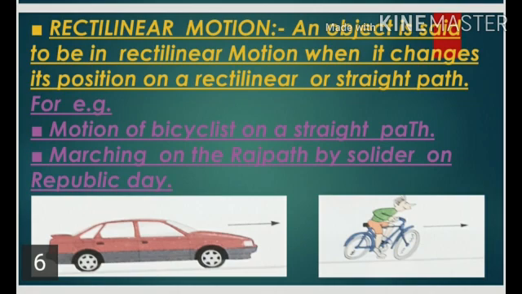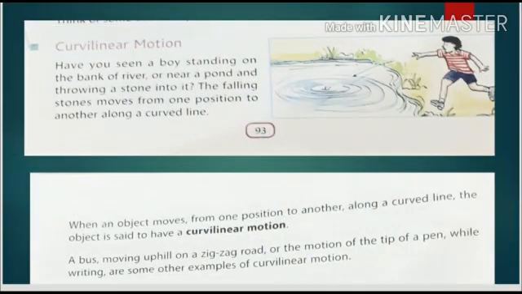Now come to the second category, that is curvilinear motion. See the picture shown here. Have you played such a type of game by standing near a bank of a river or a pond? The falling stone moves from one position to another along a curved line. So, when an object moves from one position to another along a curved line, the object is said to have curvilinear motion.